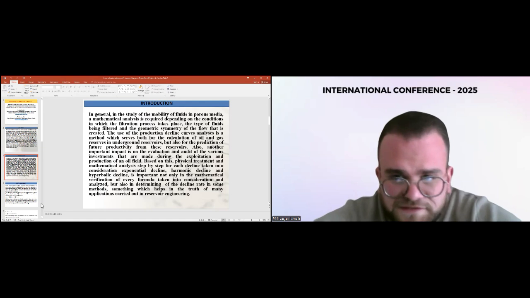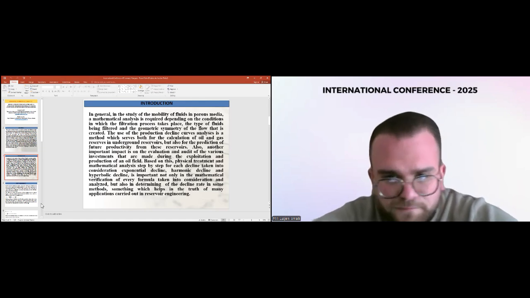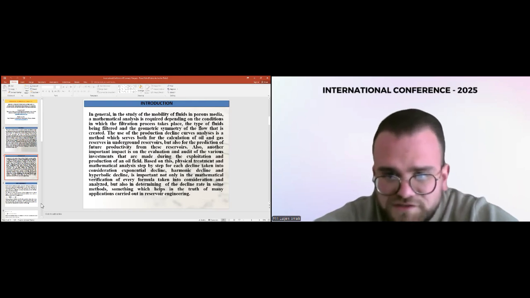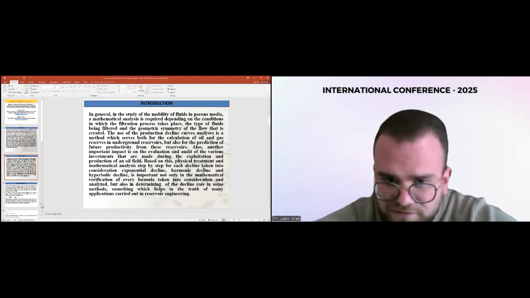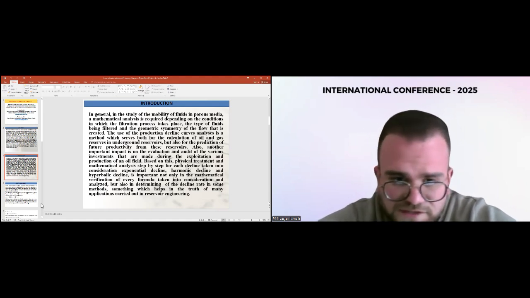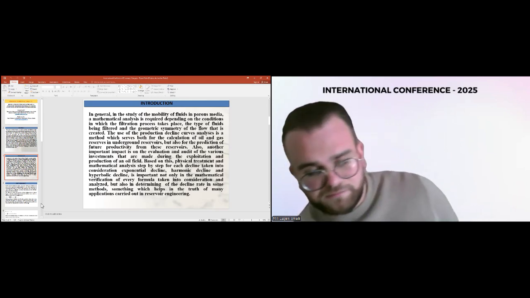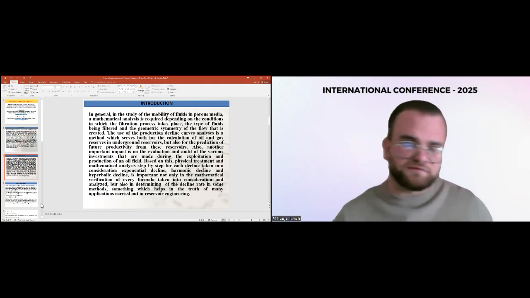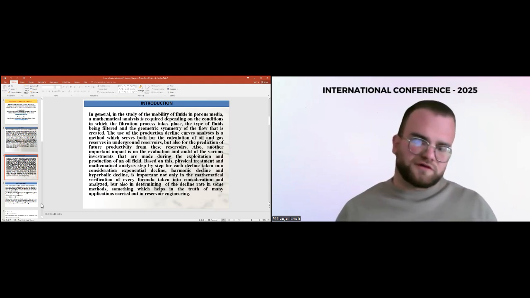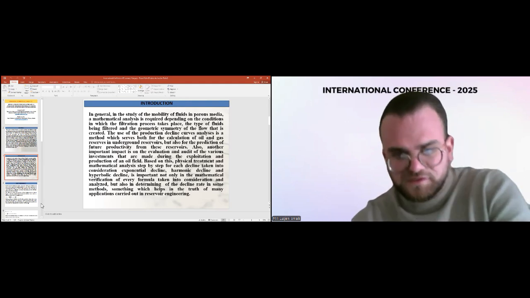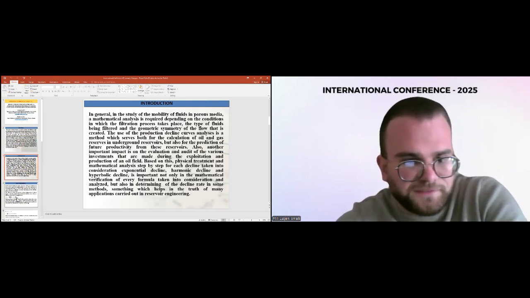Based on this physical treatment and mathematical analysis step by step for each decline, taking into consideration exponential decline, harmonic decline, and hyperbolic decline, it is important not only for the mathematical verification of every formula, but on the other hand, based on the analysis of the decline, we can determine the decline rate. So the decline rate is a very important parameter, because based on this parameter we can do everything about calculation of reserves in oil or gas reservoirs, etc.